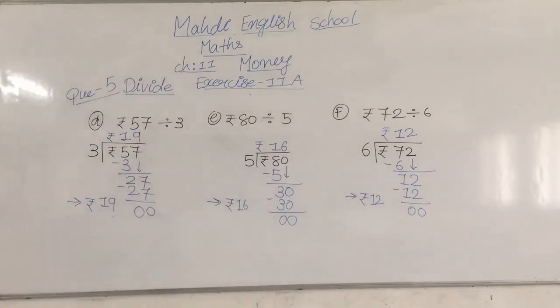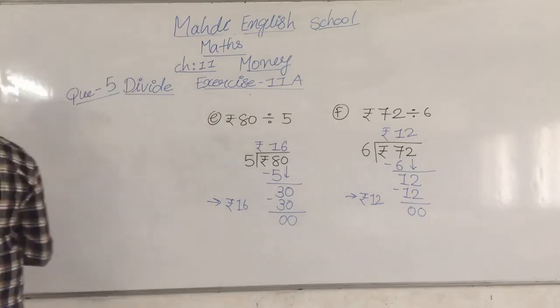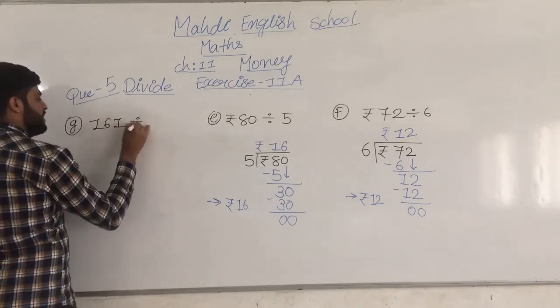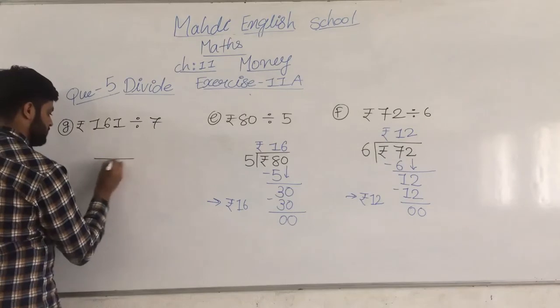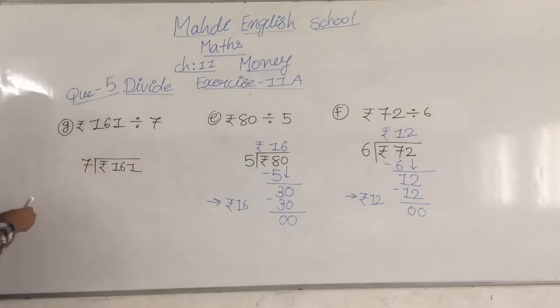Then we will move on further. Then I am going to start here question number G. So let's write with me, question number G. Question number G is what? 161 divided by 7.